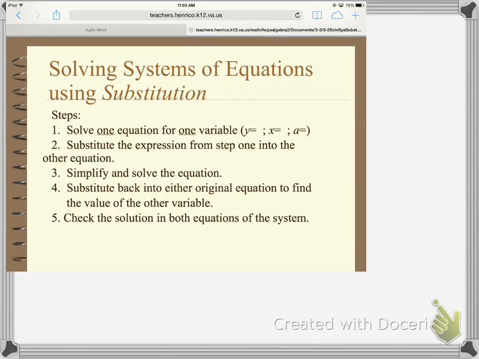So back to our steps here. I've done the first part. All right, we can check that off. The next part said to substitute that expression from the first step into the other equation.